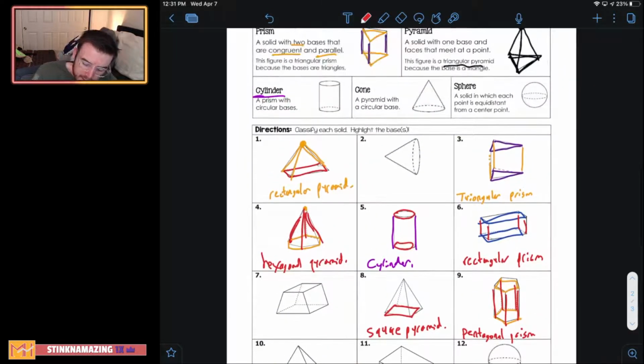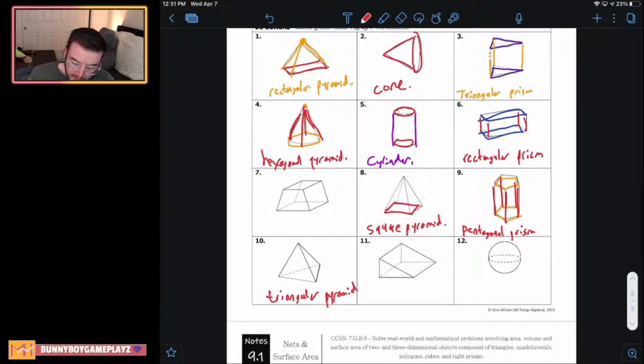And then what is this? A circular pyramid? Sort of. But we call it a cone. And what is this? This is a sphere that just deserves its own name. It's not really anything, right? It doesn't really fit anything that we've looked at here so far.